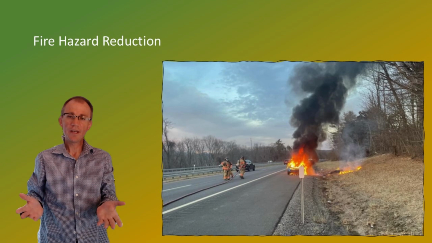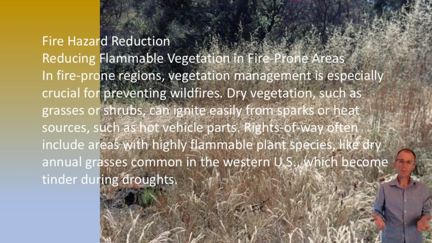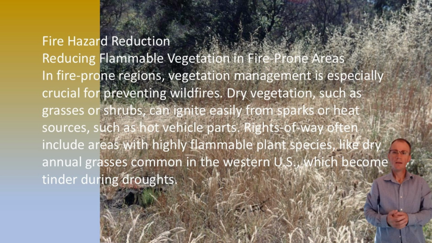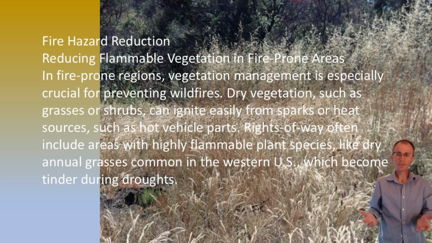Fire hazard reduction, reducing flammable vegetation in fire-prone areas. In fire-prone regions, vegetation management is especially crucial for preventing wildfires. Dry vegetation, such as grasses or shrubs, can ignite easily from sparks or heat sources, such as hot vehicle parts. Rights-of-way often include areas with highly flammable plant species, like dry annual grasses, common in the western U.S., which become tender during droughts.